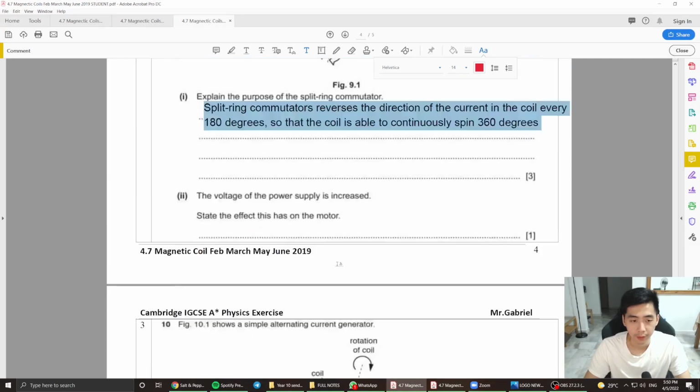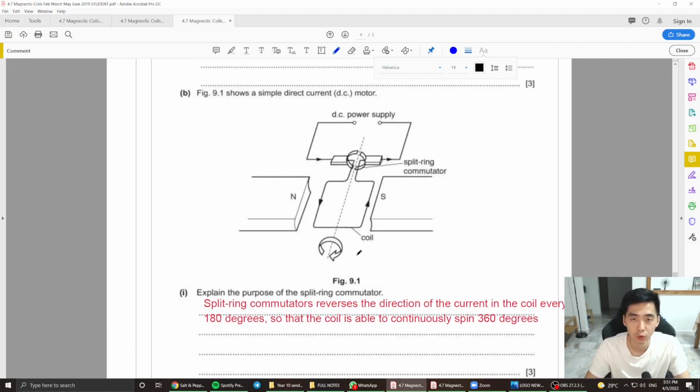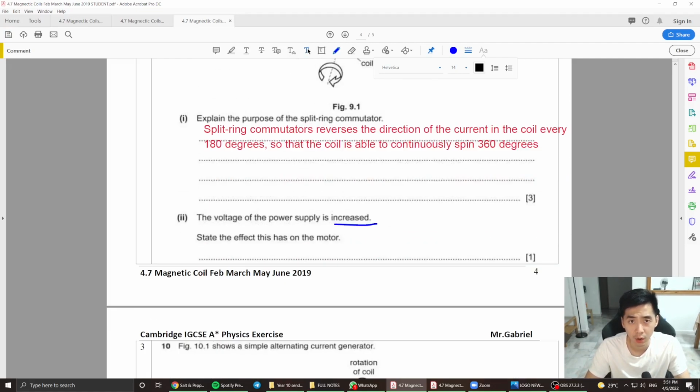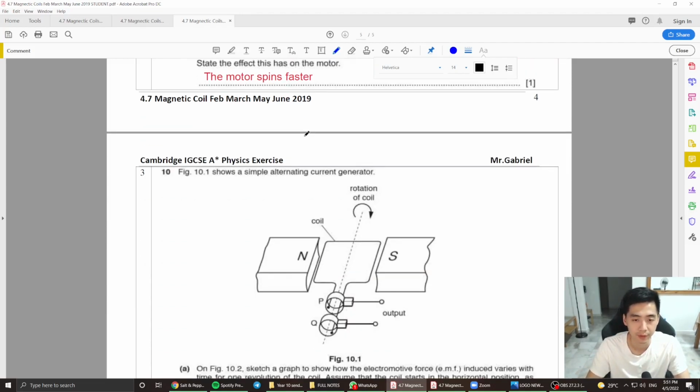And final question for this part here. The voltage of the power supply is increased. State the effect of this on the motor here. Obviously, when you have more current or voltage, then the motor is going to spin faster. The motor spins faster. It is the same concept of how your fan works on power on rotation 1, 2, and 3. It's basically just providing more current to the coil so that it is able to spin faster.